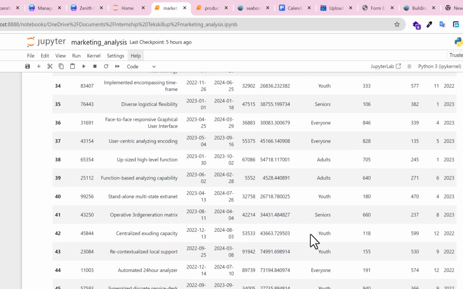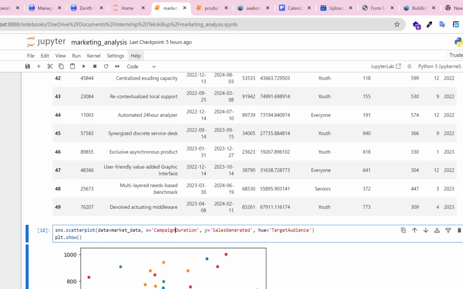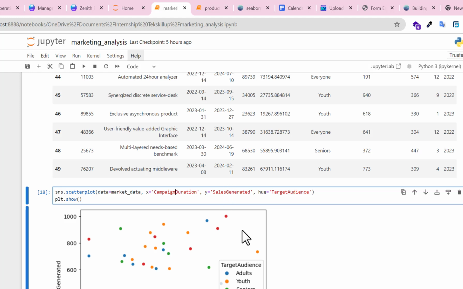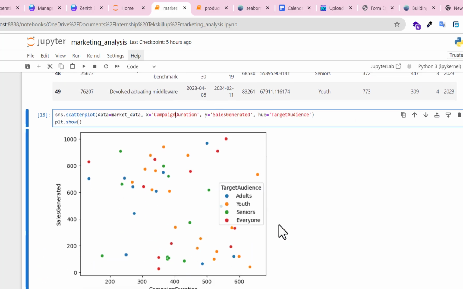So you could really tell from here. We can plot a scatter plot using this data called the market data. Then the x-axis could be our campaign duration, that's in days, and then the number of sales generated. Please take note that the number of sales generated is a sum of everything. Since we are using a scatter plot, it's giving us the different points of sales generated.